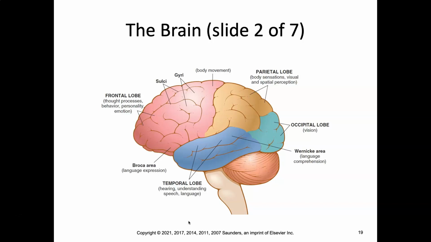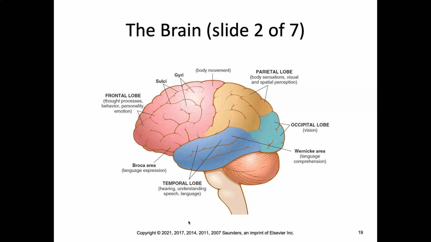Your occipital lobe has to do with your vision. And that's why people who have head injuries in the back may have trouble with their vision. Then you've got your temporal lobe: hearing, understanding speech, language. A lot of times you'll hear about people who have had a stroke and it's impacted their temporal lobe and they have trouble speaking. They have dysphagia as a sequela, or as a result of the stroke that stays with them after the stroke.